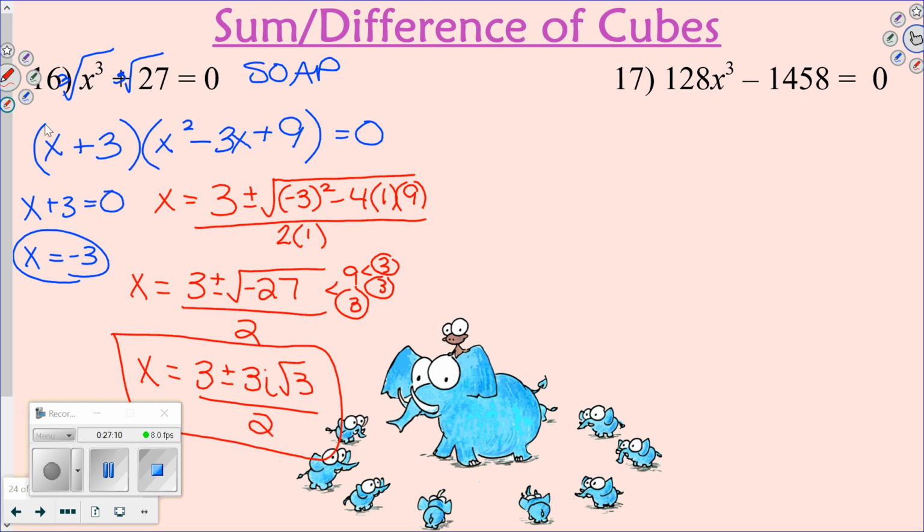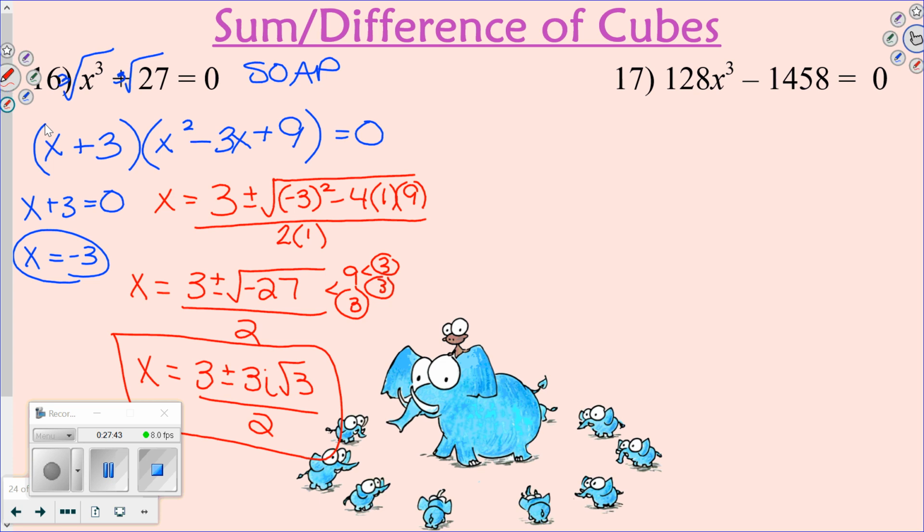If you were to graph this, how many times would it cross the x-axis? Stop and think. Once. Why? Where's it going to cross? It's going to cross at negative 3. Why will it not cross at that other one? It's imaginary. Imaginary answers do not cross. Okay, so if you graph that, it would only cross at negative 3.